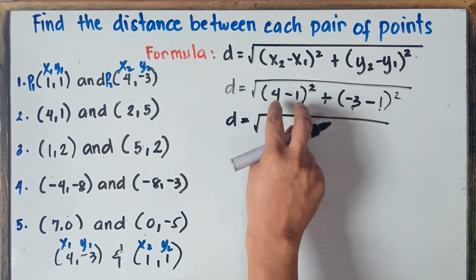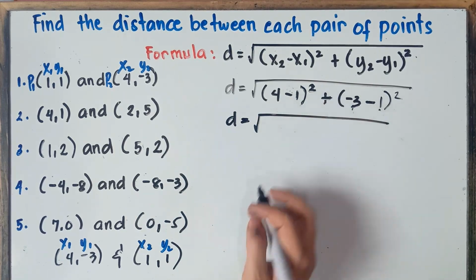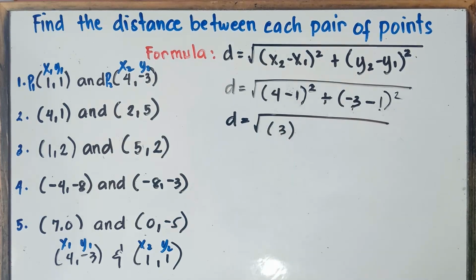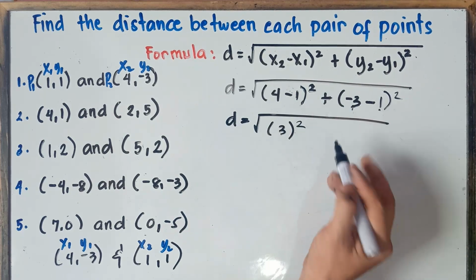Once again, simplify inside the parentheses. You always follow PEMDAS or GEMDAS. Groupings come first. So, simplify this one first. So, 4 minus 1 is 3. Do not forget the parentheses. Copy. Alright, so simplify this one. 4 minus 1 is 3. And do not forget squared.